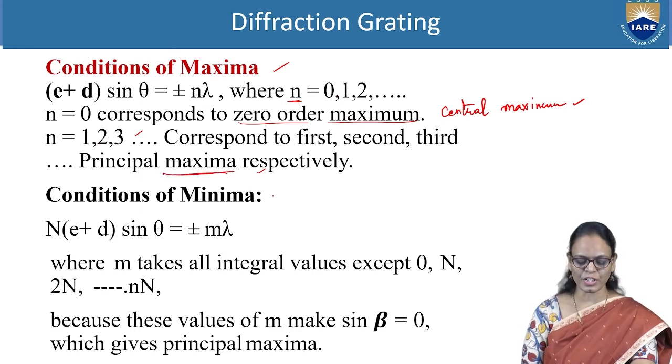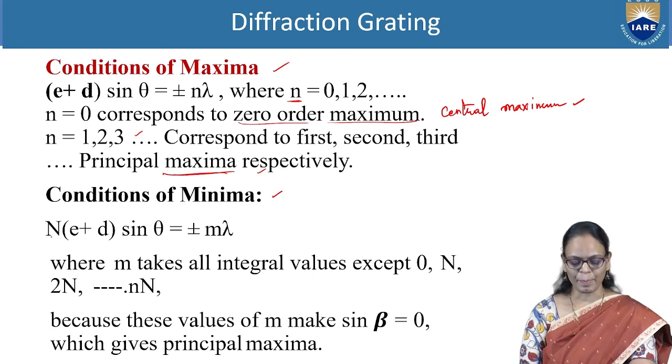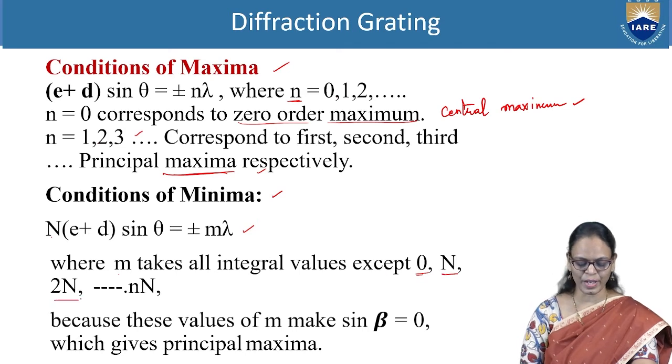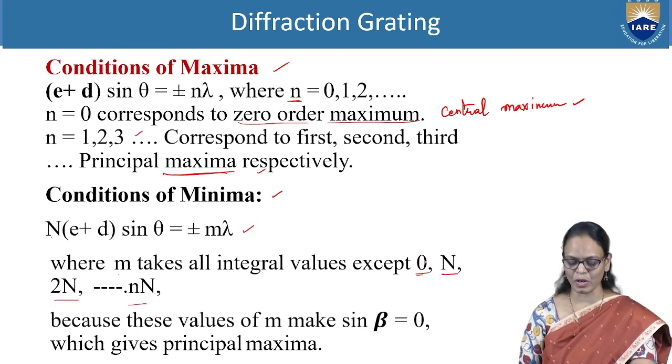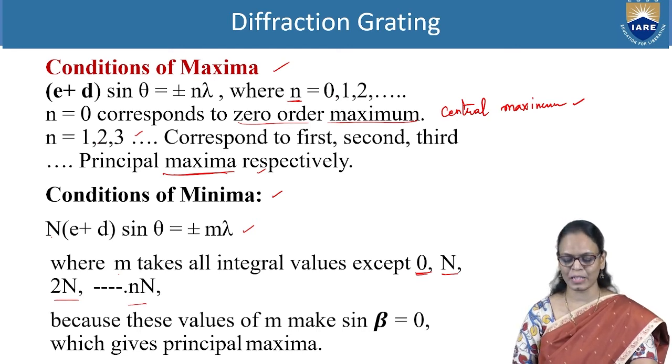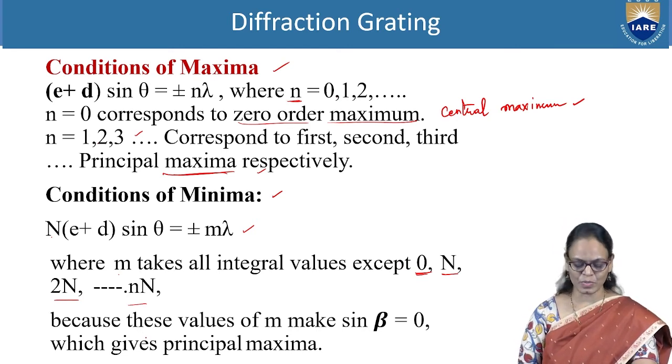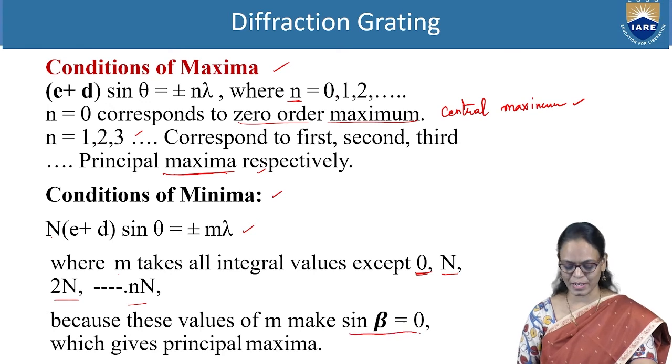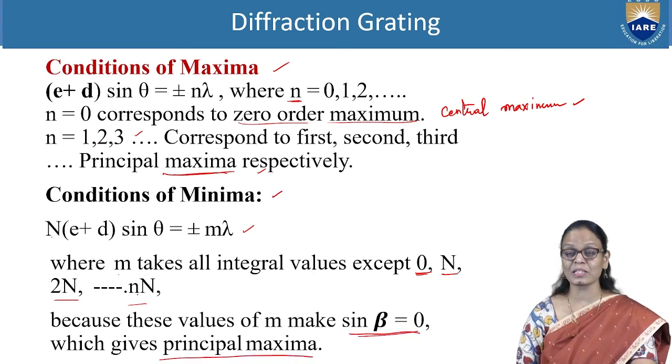And then what is the condition for minima? Capital N into (e plus d) sin theta is equal to m lambda, where m takes all integral values except 0, N, 2N, and so on. Why? Because for 0 we already have a maxima, so we cannot have a minima. All these values of m make sin beta equal to 0, which makes the principal maxima. So we will exclude these values and take this condition.